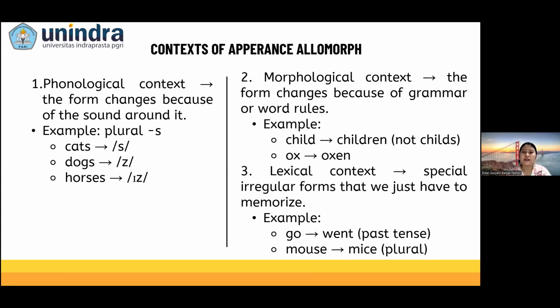Context of appearance of allomorphs. Phonological context: the form changes because of the sound around it. For example, plural s in cats, dogs, or horses. Morphological context: the form changes because of grammar or word rules. For example, child becomes children, not childs; ox, oxen. Lexical context: special irregular forms that we just have to memorize. For example, the past tense of go is went, and the plural of mouse is mice.